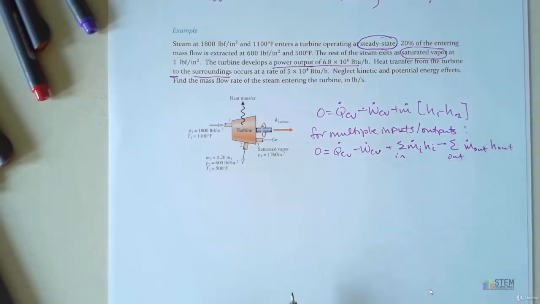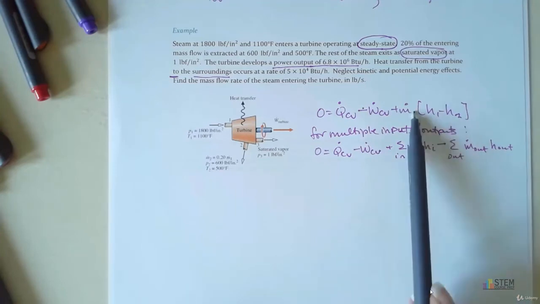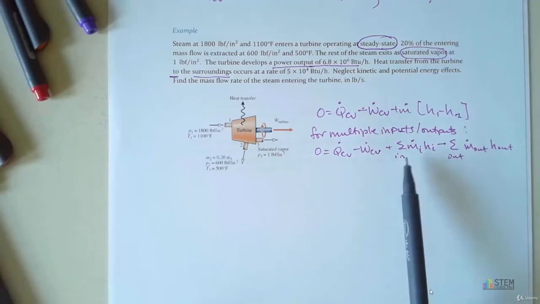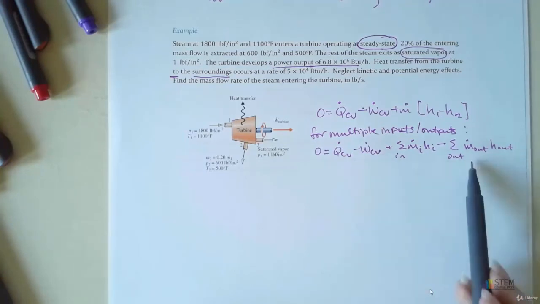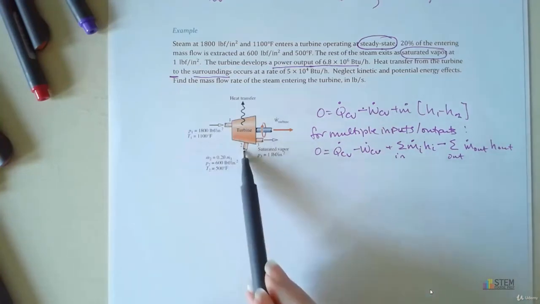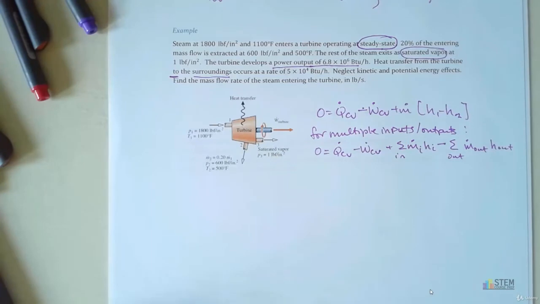Now, that's what we'll use for this problem, okay? We originally started with that, which is a fine equation if you only have one inlet, one outlet. We need to expand it, though, to make it work for two outlets. Now that we've got that established, let's go ahead and write out our equation using our 1, 2, and 3 notation.